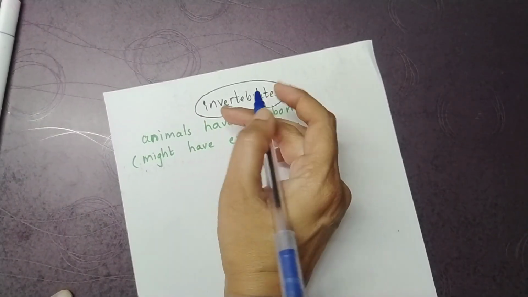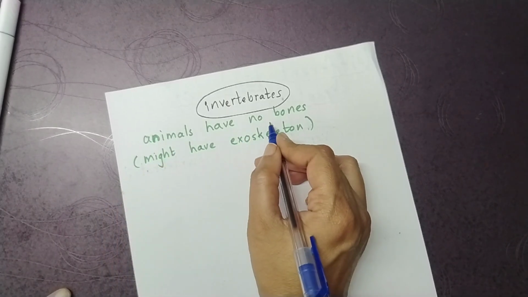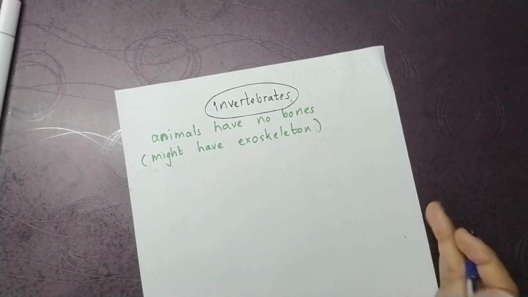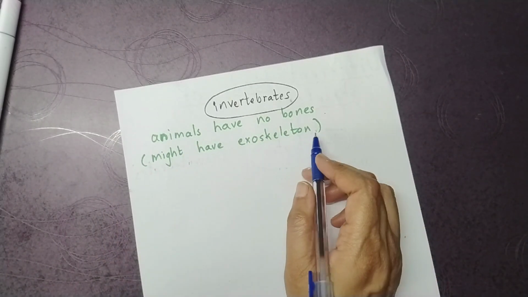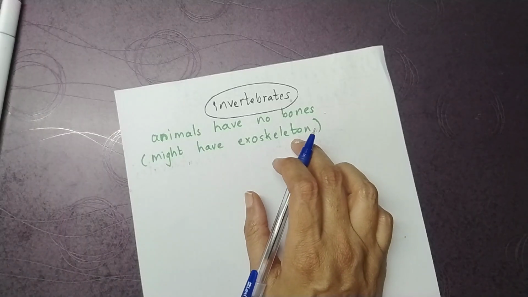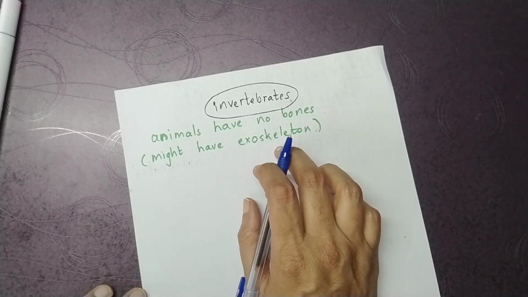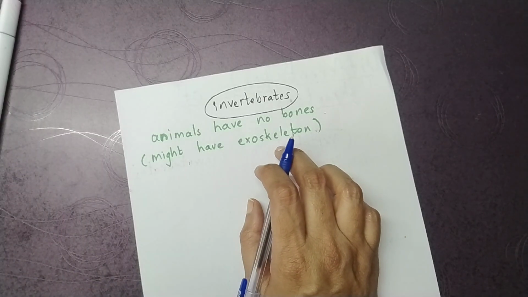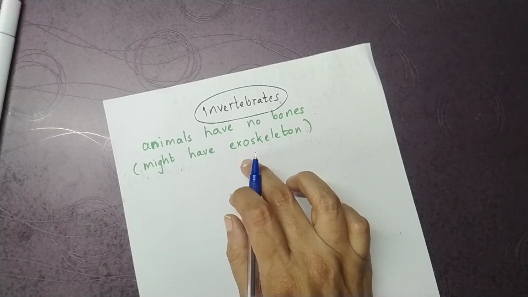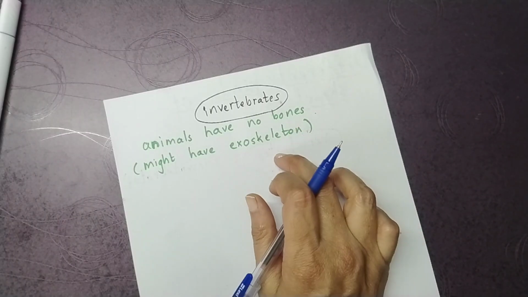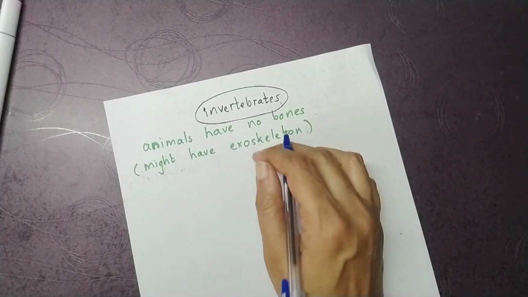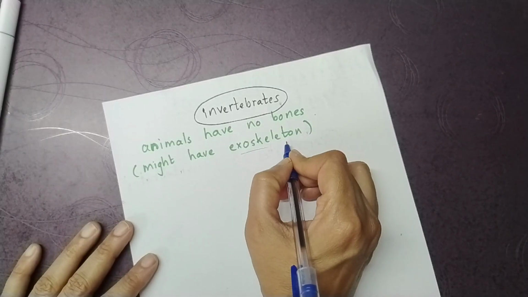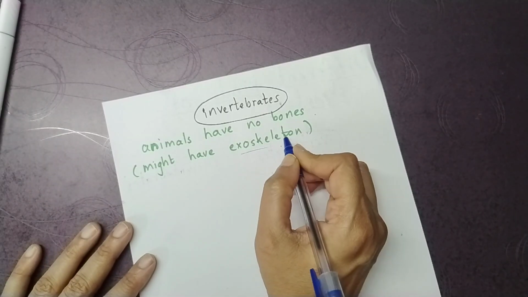Okay, invertebrates are animals having no bones. They do not have bones. They might have an exoskeleton, that is a hard outer layer which protects the animal's body. That is called exoskeleton, but it is not skeleton. It is not a bone. Okay, now what is the function of exoskeleton? Exoskeleton protects the animals and supports the animal's body.